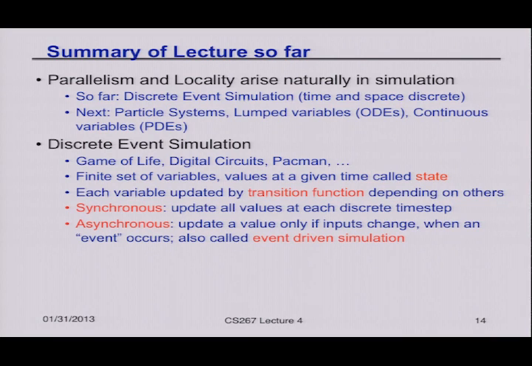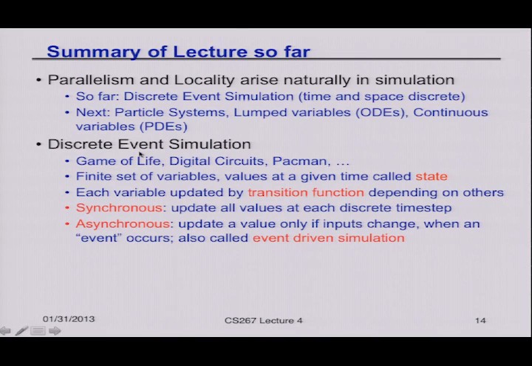And the point of all these examples is that it arises naturally. There's certain patterns that come up in all these simulations, and if you just take advantage of it, you'll get it automatically. So far I've talked about discrete event simulation, and I'm in the middle of that, where everything is discrete. Time is going in discrete steps, and the things that you're simulating, there's a discrete number of them. And next I'll get to particle systems, lumped variables, which is ODEs, and continuous variables, which is PDEs.